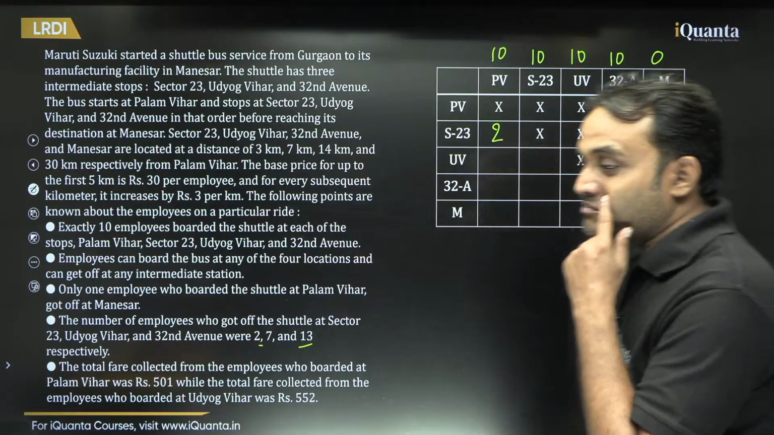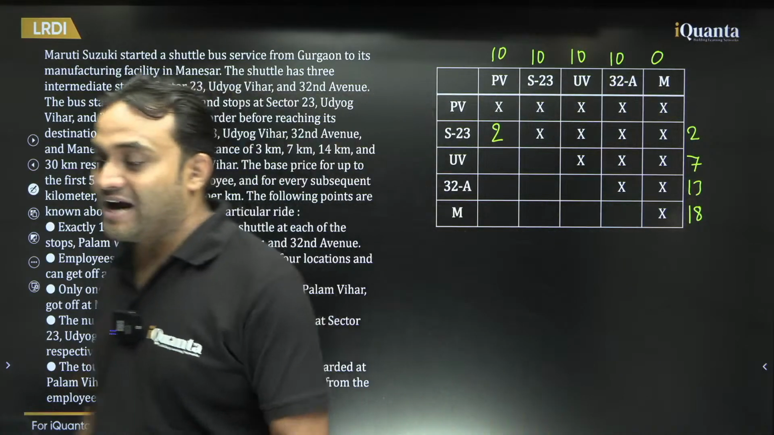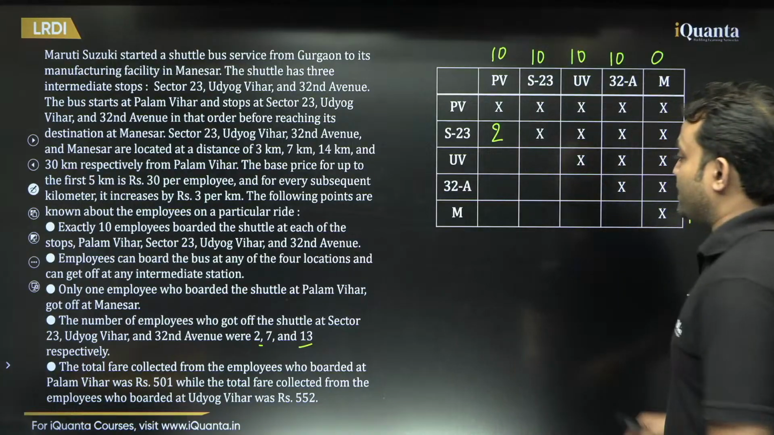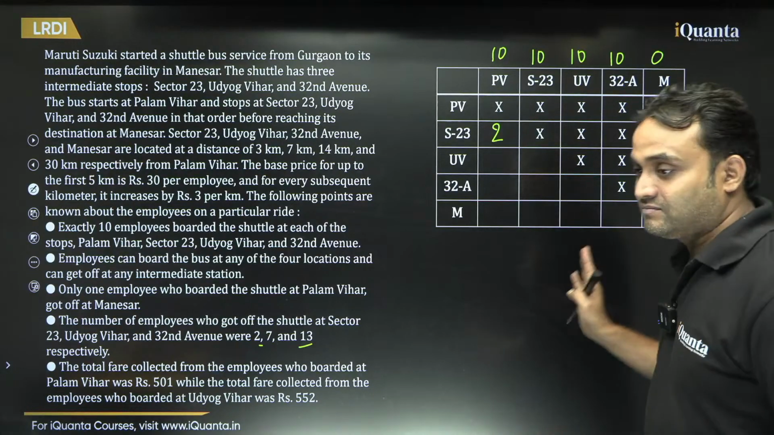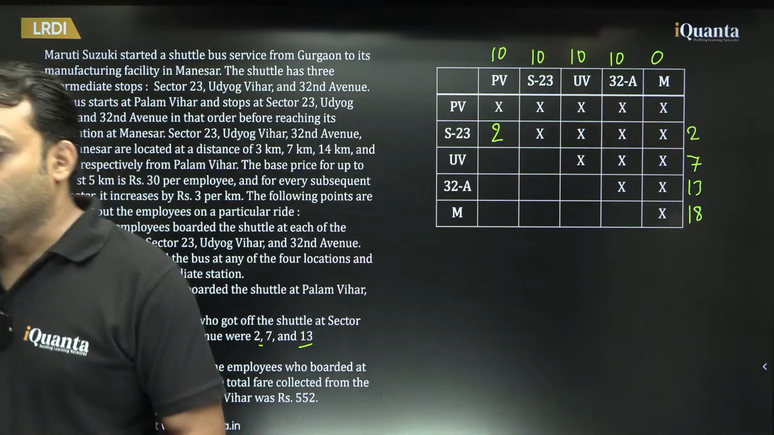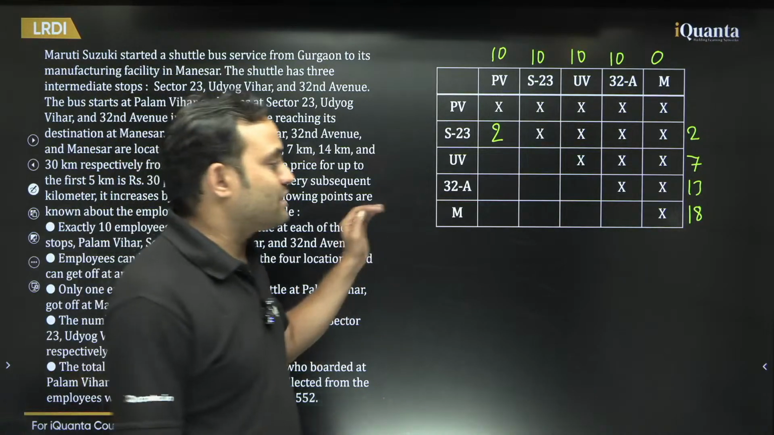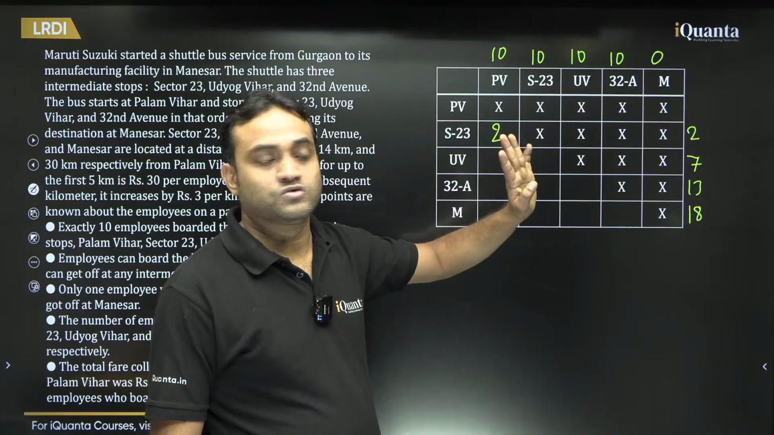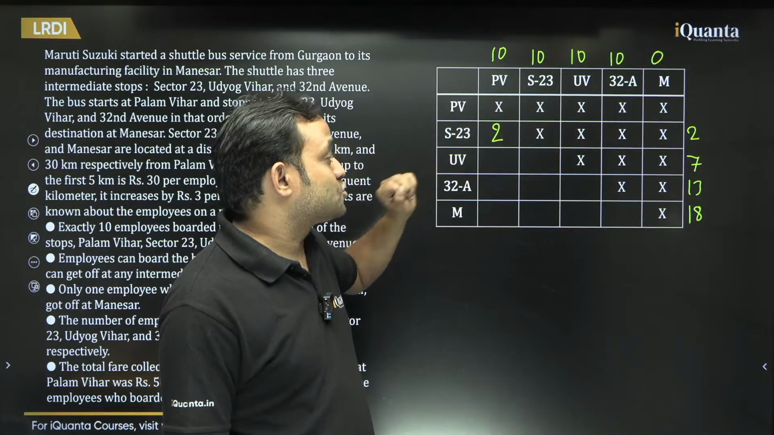The rest of them must have deboarded at Manesar. So the total number of employees who deboarded at Manesar is 18. Is that clear to everyone? Right? Total number of employees who deboarded at Manesar is 18, because this total should be 40. Now we already know this is 2.